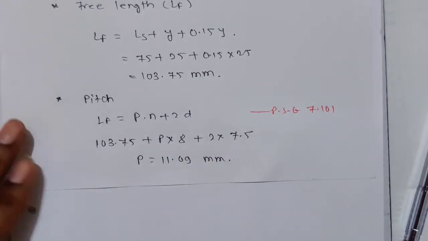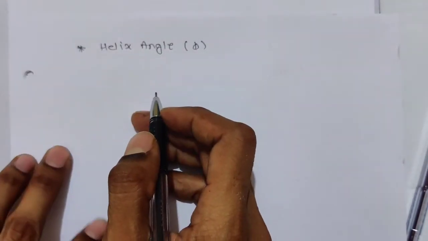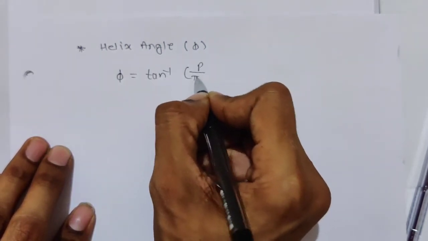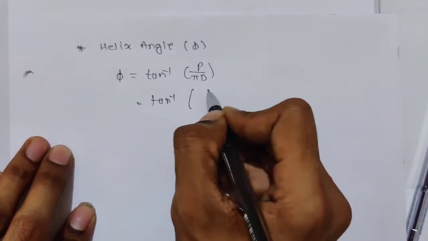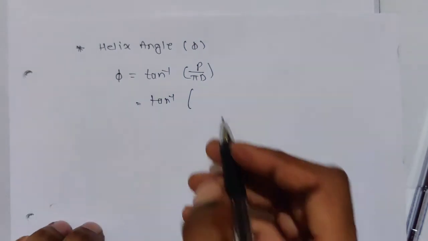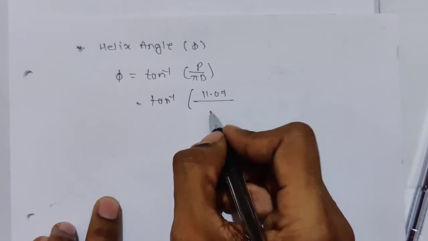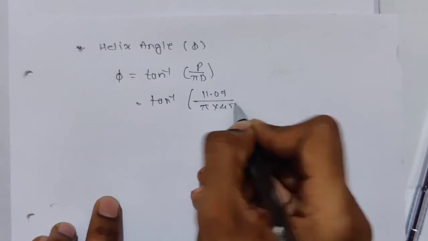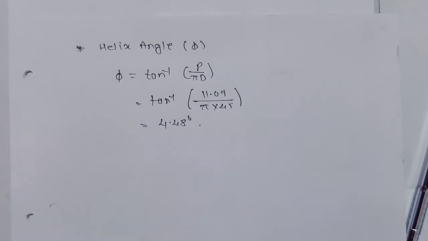Now that you know the pitch, you can find the helix angle. The formula for helix angle is phi is equal to tan inverse p upon pi d. So it is tan inverse of p, whose value is 11.09, which we just got, upon pi times d, which is 45, I think, so it will be 4.48 degrees. So this was the same as the static approach.